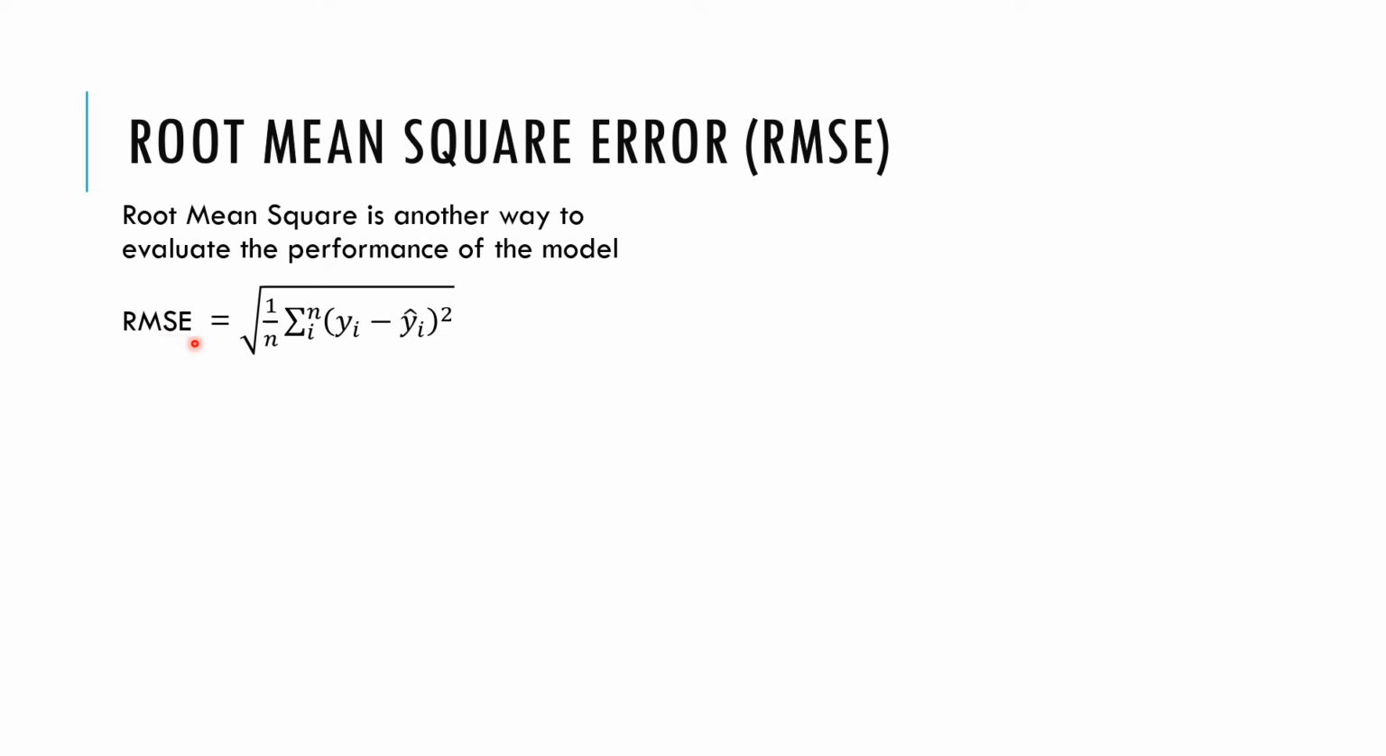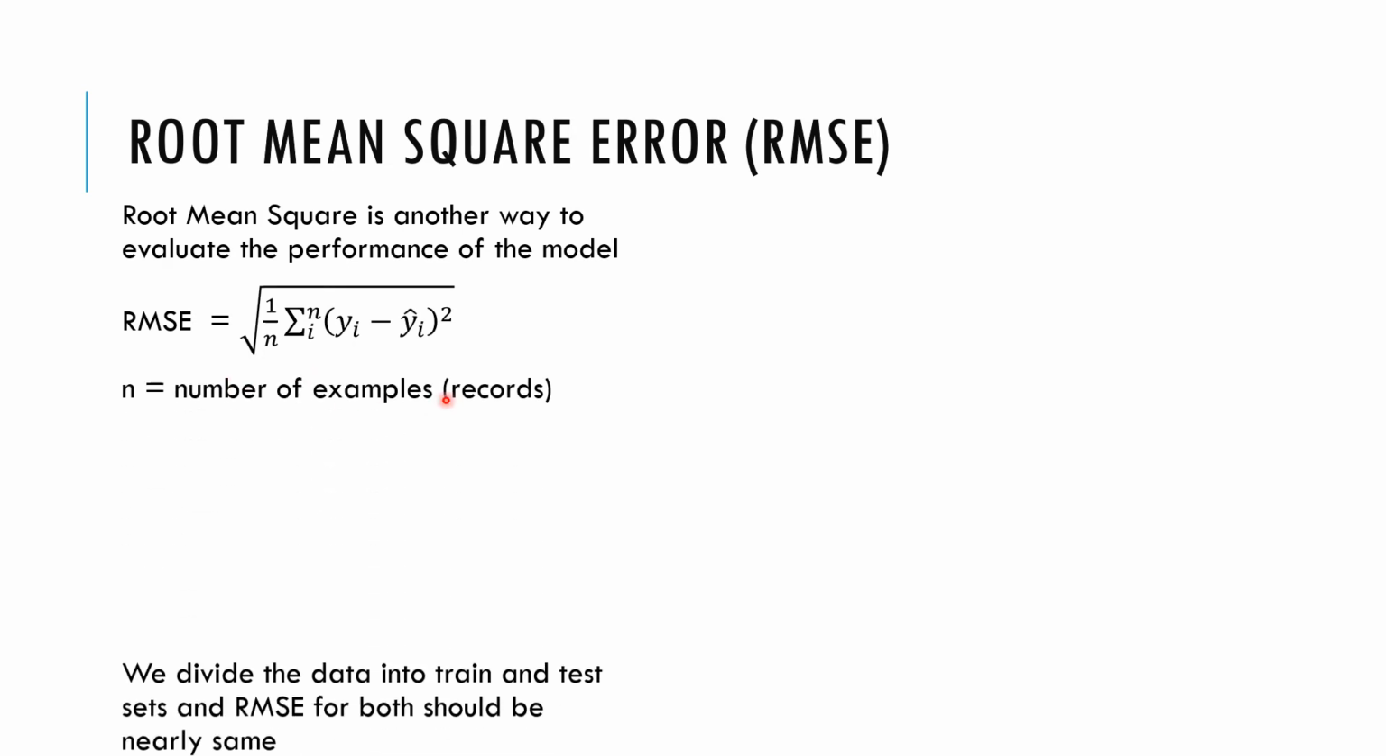Root mean square error is nothing but, as we saw, SSE, the sum of squared errors, which is this term: error squared and then added. Now we are taking the mean. So we take the sum of squared errors divided by the total number of examples, n, and that becomes the mean squared error, and we take the square root of that, so that becomes root mean square error, nothing else.